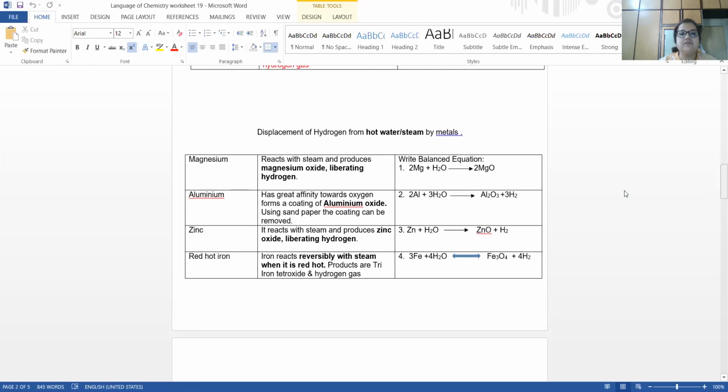Now this is another one: displacement of hydrogen from hot water. So magnesium, aluminum, zinc, and red hot iron, these are known as active metals. They're not reactive, they're active. Which ones are the reactive? Potassium, sodium, and calcium, the top three, are reactive. So you must know the activity series. That is a whole order you should know in 9th standard.